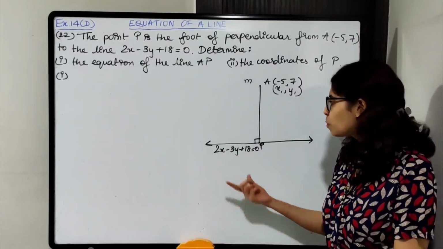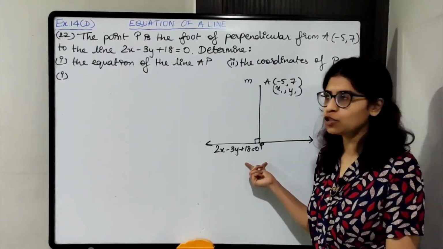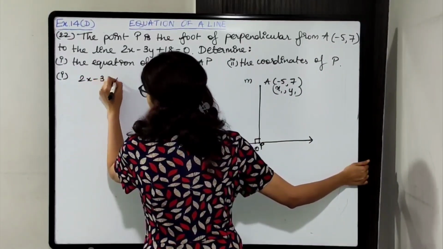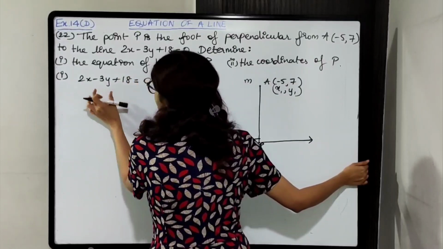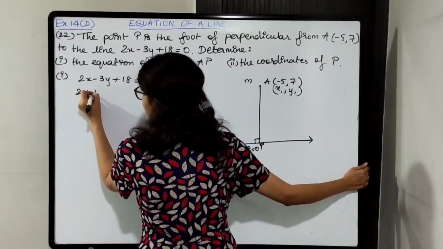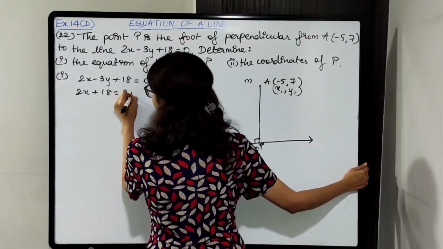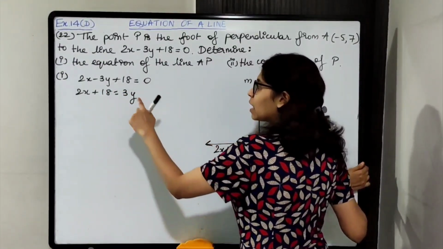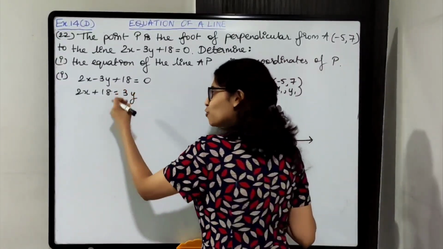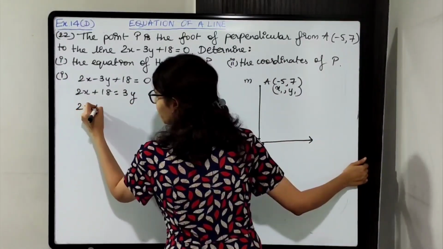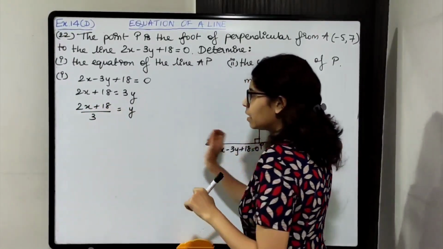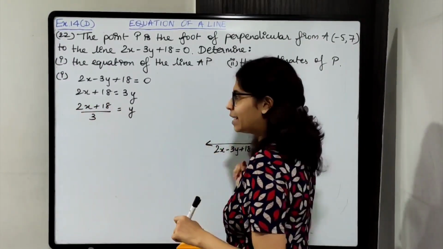First, we'll find the slope of 2x minus 3y plus 18 equal to 0. So write down the equation. Check the y term. It is negative, make it positive. So shift it to the other side, it becomes positive. The coefficient of y will not be 3, it should be 1. So shift 3 to the other side, so it will get divided. 3 is the denominator of 2x also and 18 also.